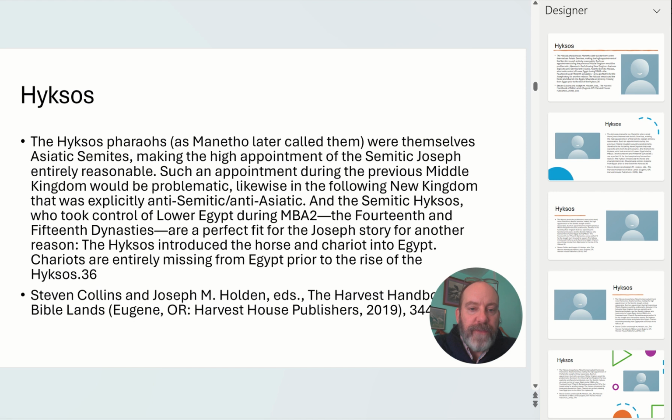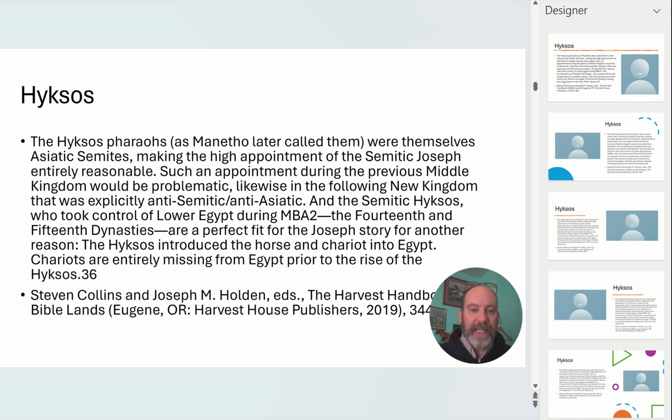Though the Hyksos pharaohs were themselves Asiatic Semites. So that's important for this narrative to understand that these are Semitic people that come in, making the high appointment of the Semitic Joseph entirely reasonable. So if we match up that story of Joseph and his time frame, this is a time period where Semites are in control of the land of Egypt. So for them to accept Joseph is totally a reasonable idea.